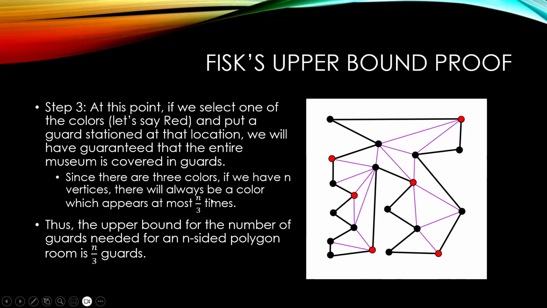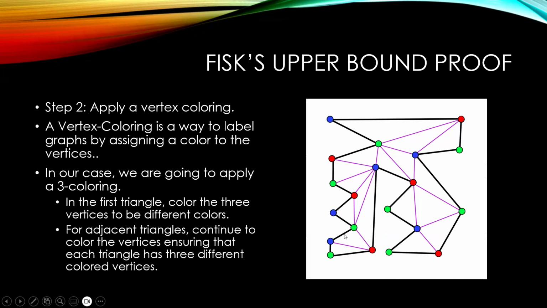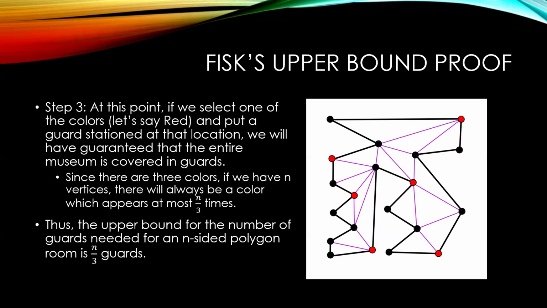Since there's three colors, if we have n vertices, there will always be a color which appears at most n over 3 times. And if we look up here, we could actually count them out. We have 1, 2, 3, 4, 5, 6 blue. We have 1, 2, 3, 4, 5, 6 red. We have 1, 2, 3, 4, 5, 6, 7, 8 green. And so choosing blue or red, those are the ones which are going to give us below n over 3.